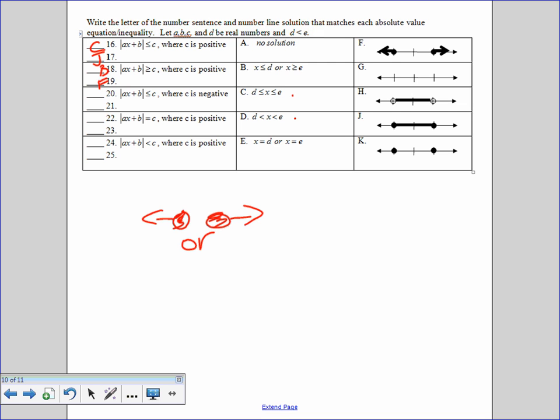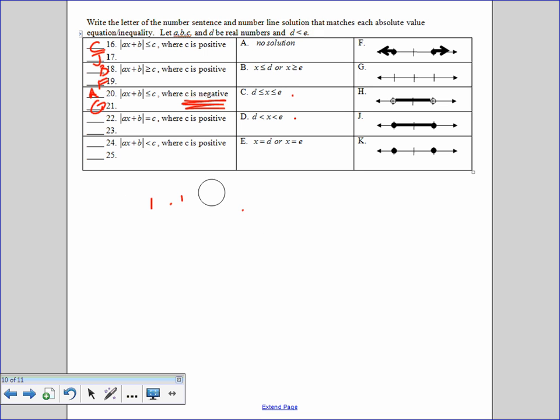For number 20, it's once again absolute value, but it says that what it's C is negative. So we have absolute value of some number less than a negative number. Absolute value always spits out a positive number, so this is not possible. So this is no solution, and the graph will be empty.